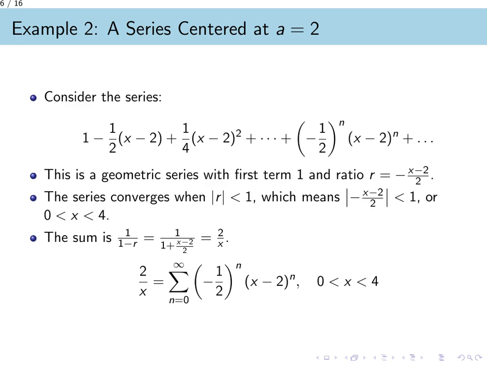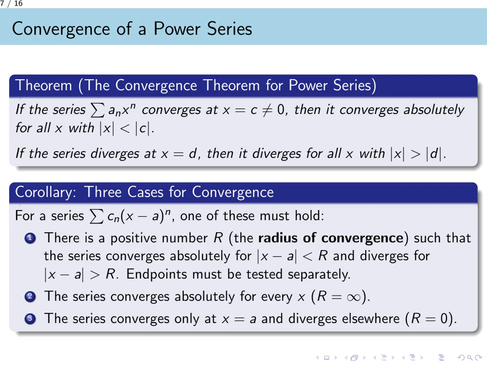Within this interval of convergence, the sum of the series is given by the formula 1 divided by the quantity 1 minus r. Substituting our expression for r and simplifying the algebra, we find that the sum is exactly 2 over x. Thus, we have found a power series representation for the function 2 over x that is centered at x equals 2. The convergence of a power series is not random, it always occurs over a well-defined interval.